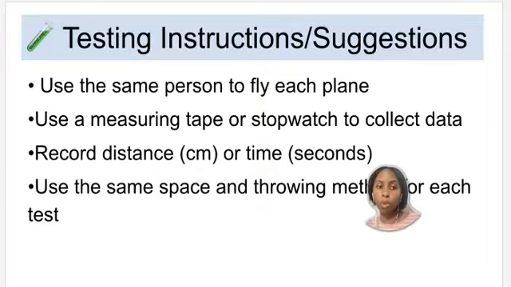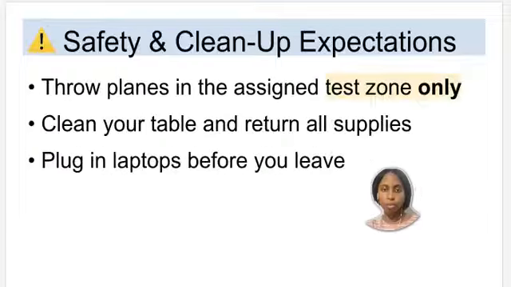So remember, we record distance in centimeters. That is the small side on the ruler in science. And then you record your time in seconds. And you want to use the same space each time for throwing. So if you need to, mark off a spot in the classroom and throw it from there each time so you can make sure that your measurements actually make sense. And if you have any questions, find me in the room.